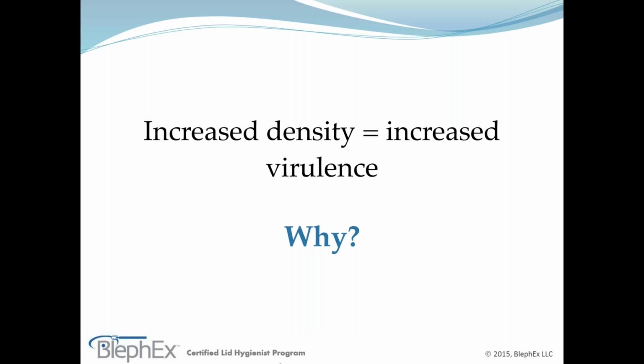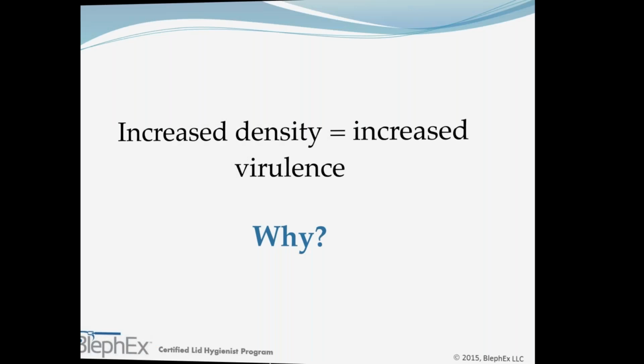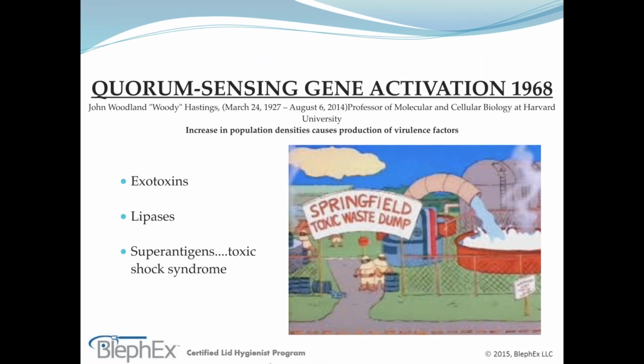So we've been talking about increased density in bacteria, which are normal flora. You know, they exist there. They're supposed to exist there. Why do they become problematic when they increase their densities? Well, quorum sensing gene activation.